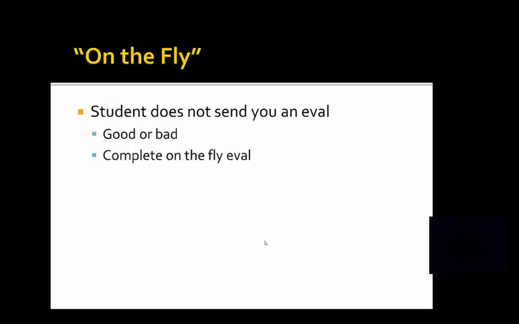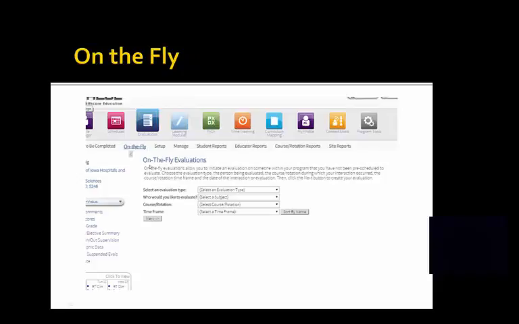There's another reason we know sometimes students don't send evaluations. If they have a particularly bad experience with a technologist, they may choose not to send that technologist an evaluation so that they don't get a bad score. But if something happened that a student would receive a bad score, we still want to know about it. So if they do not send you an evaluation, but you really feel like you want to evaluate them for good or bad reasons, you can fill out an on the fly.